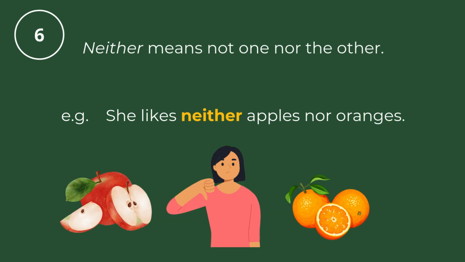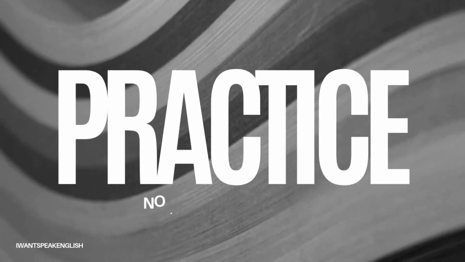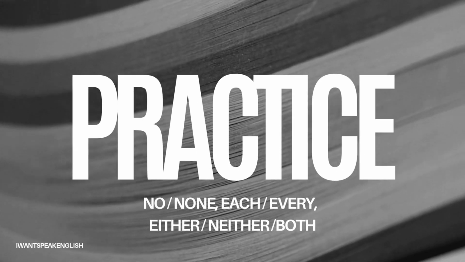6. Neither means not one nor the other. Example, she likes neither apples nor oranges. 7. Both means 2 together. Example, both answers are correct. Now let's practice some sentences. Can you get all the answers right?